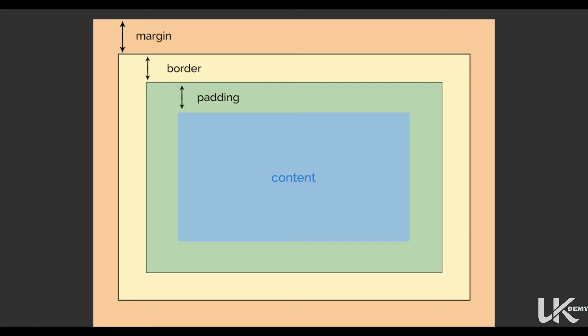As you can see, in the center, we've got the content of our HTML element. And outside that content, we have padding, and outside the padding, we have border, and outside the border, we have margin. Let's try an example to understand this box better.